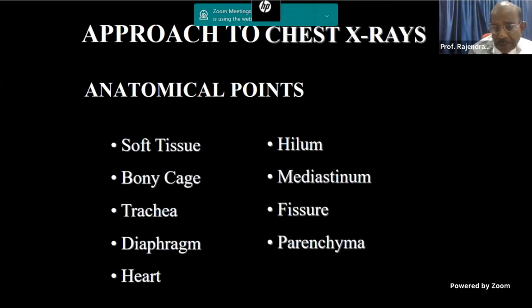And then anatomical issues, whatever structure is visible in anatomy, like soft shadows, bony cage, trachea, diaphragm, heart, hilum, mediastinum, fissure, parenchyma. Everything that is visible, you must see before you come to a final conclusion.